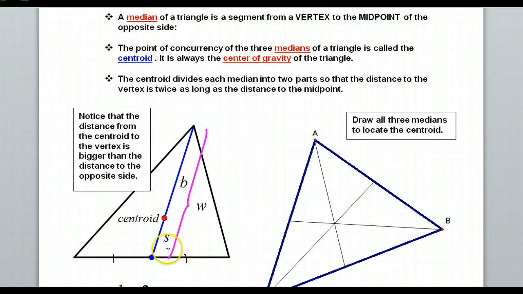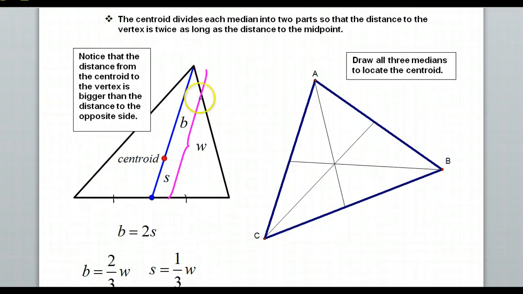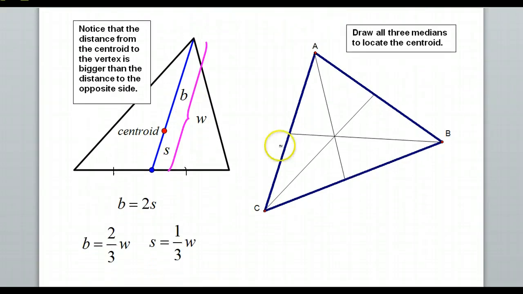So these two sides are the same. Anyway, the special properties of a centroid are like this. The centroid divides each median into two parts so that the distance to the vertex is twice as long as the distance to the midpoint. It basically comes down to these little formulas here. If this is the centroid, it splits this median up into a small part and a bigger part, and the big part is twice as big as the small part.